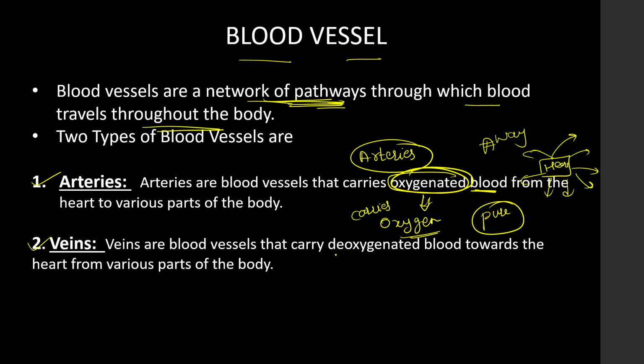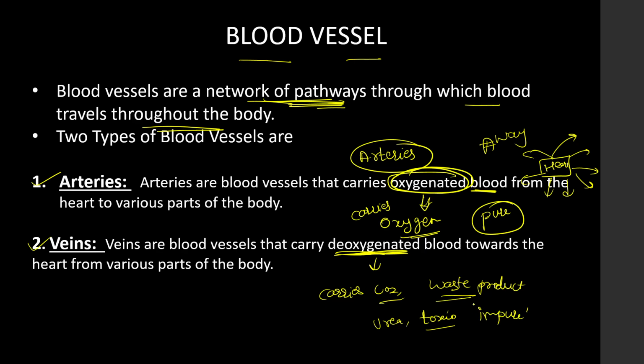On the other hand, veins carry deoxygenated blood. What is deoxygenated blood? The blood which carries carbon dioxide and waste products produced by the cells during their normal functioning, like urea and toxins. It is referred to as impure blood. Veins carry blood to the heart; the major function of a vein is to bring the blood to the heart from all the body parts.